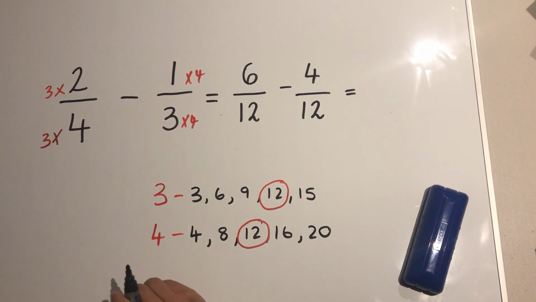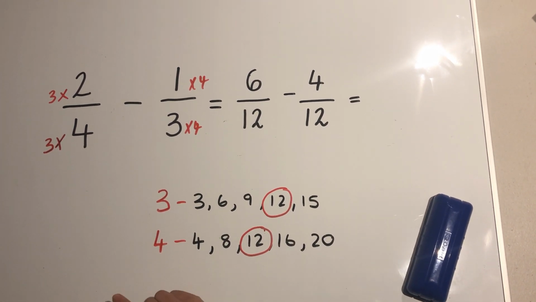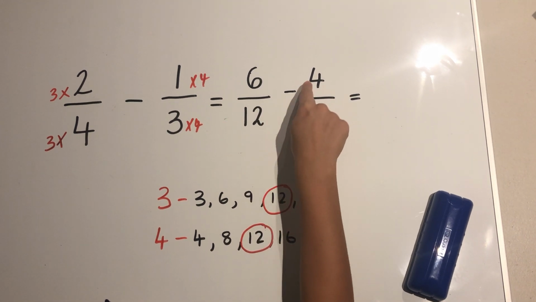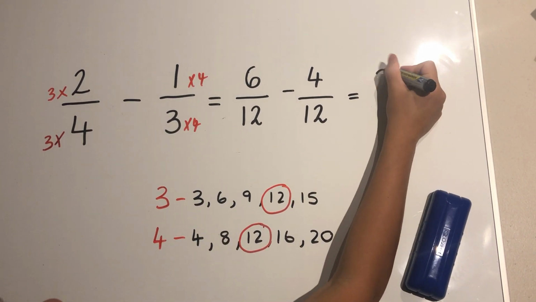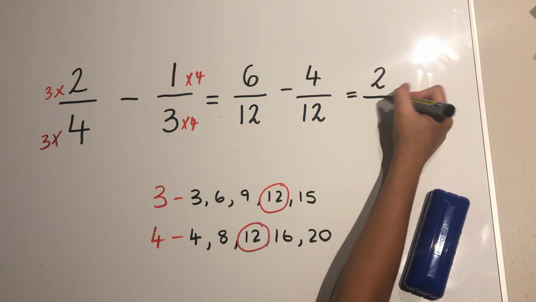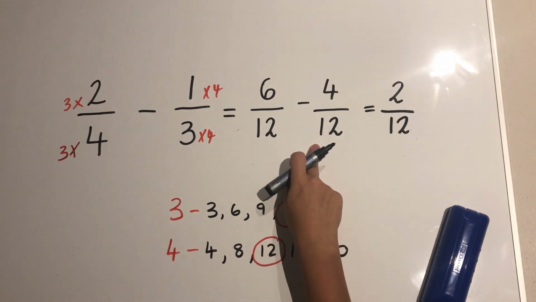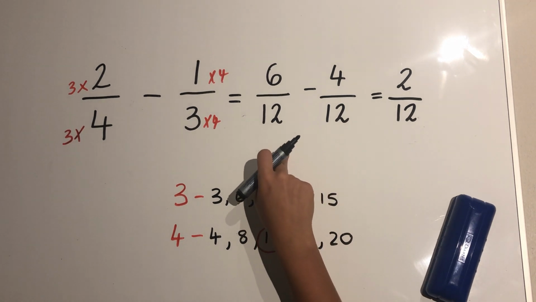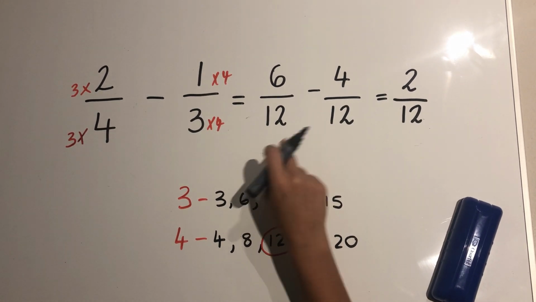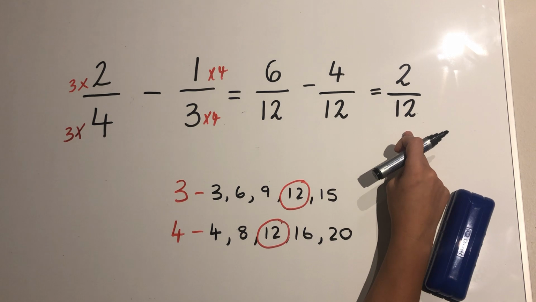Our next step is to subtract the numerators. 6 subtract 4 is 2, and our denominator stays the same. It's really important that you don't do any subtracting of our denominators. That's often a common error. So our answer is 2 over 12.